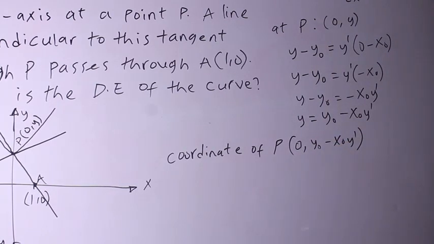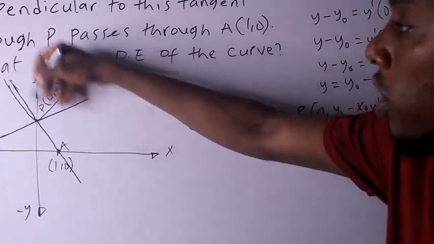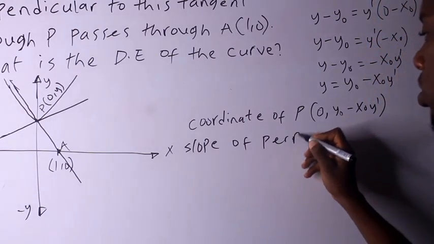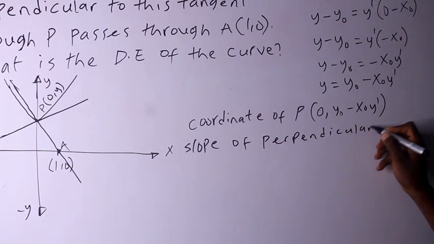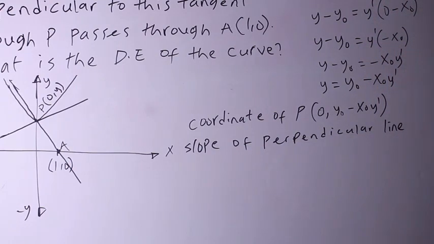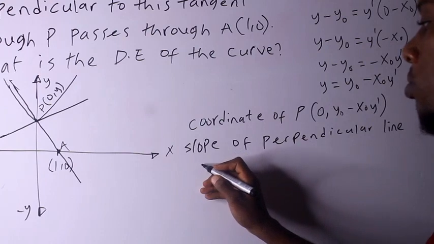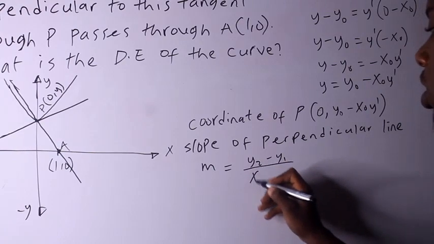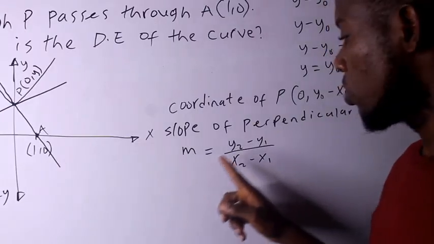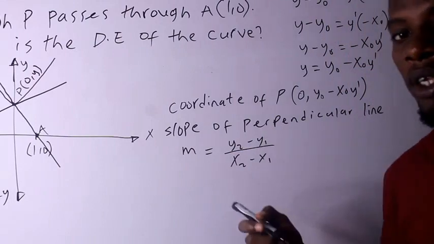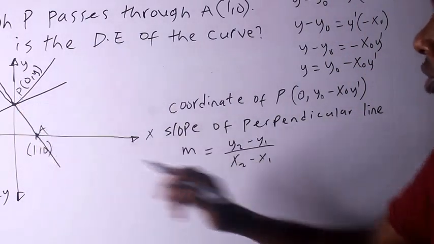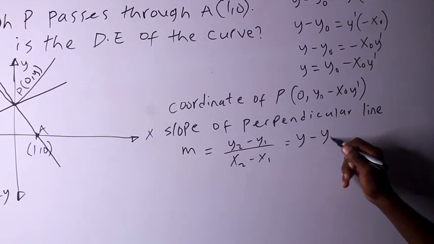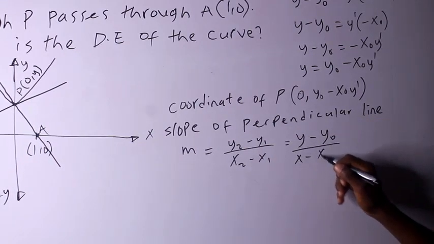This is the coordinate of P. So we can find the slope of this perpendicular line. To find the slope of this perpendicular line, we know the equation to be that the slope m is equal to y2 minus y1 all over x2 minus x1. So in this equation, y2 is just y and y1 is y naught for this particular point. So y minus y naught over x minus x naught.